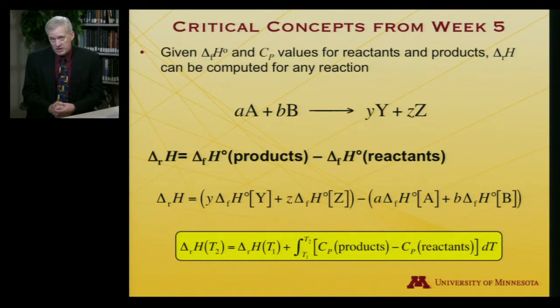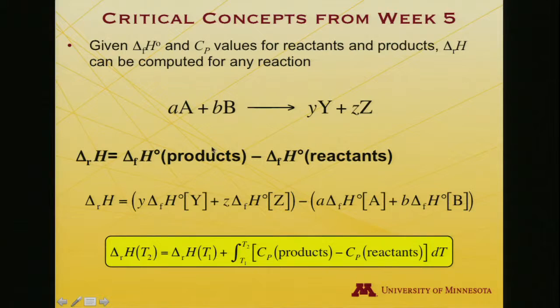Given heats of formation and heat capacities, as long as all of the participants in a chemical reaction have known heats of formation and heat capacities, one can determine the enthalpy change for that process as the heat of formation of the products minus the heat of formation of the reactants. That's sufficient if you already have tabulated data for the temperature you're interested in.